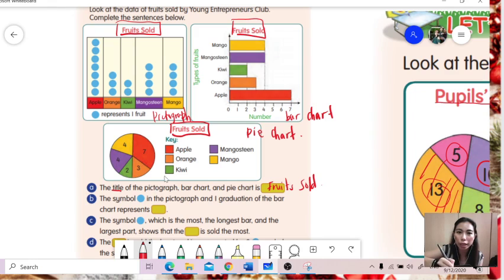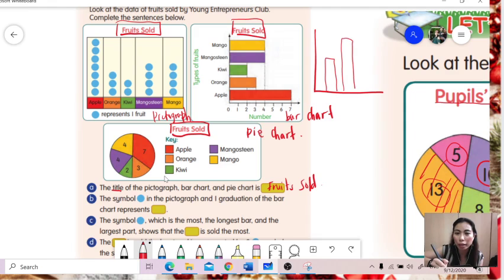In a bar chart, we have the type of fruits for the y-axis and the number for the x-axis. So in a bar chart, you can have this vertical. Look at this, it is vertical. It can also be represented horizontally like this. This is horizontal, this is vertical. So you can also see it like this.